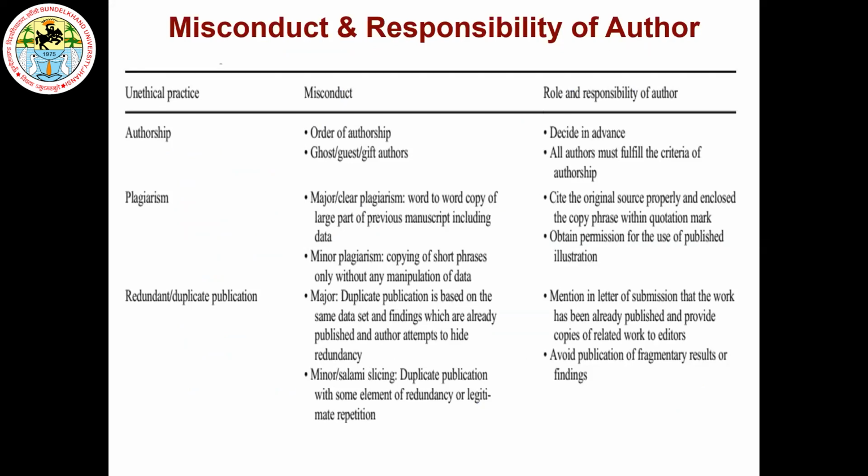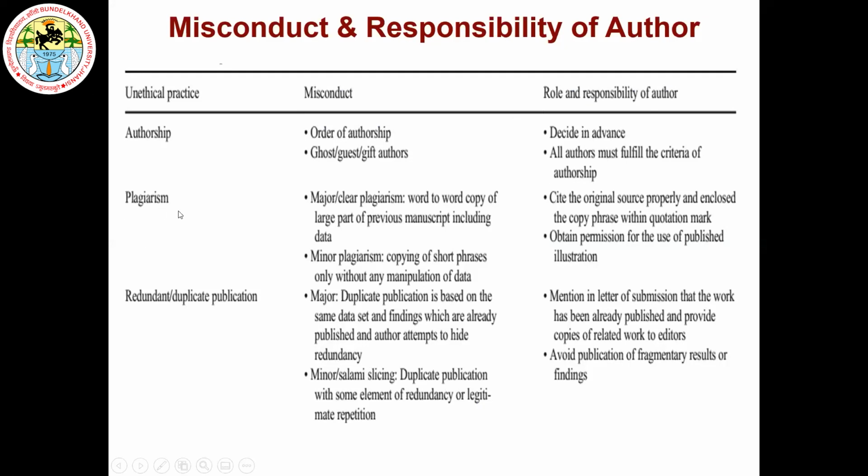For example, first, the unethical practice, here is the authorship. The misconduct may be the order of authorship, or maybe ghost, guest, gift authors. Now the role and responsibility of the author is to decide in advance. All authors must fulfill the criteria of authorship.